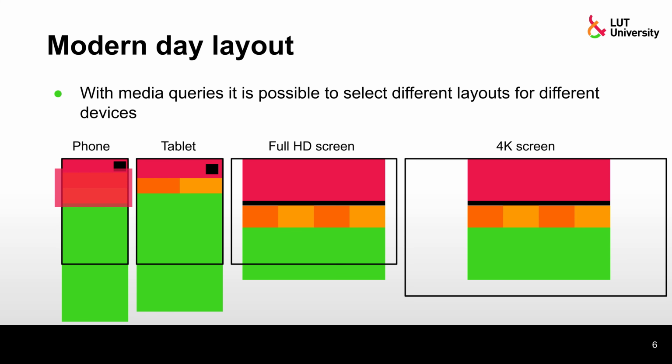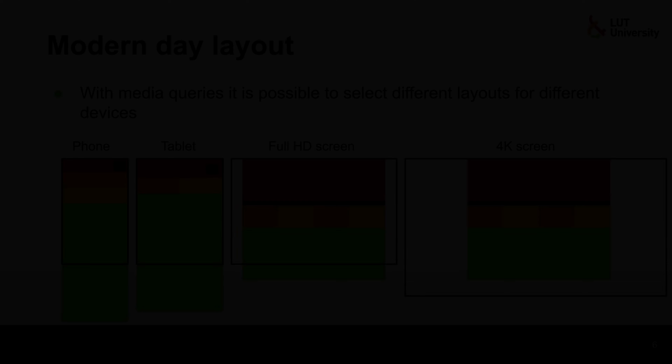Also, in the phone, we have only these two orange elements. They are probably some kind of, let's say, highlight elements. But when we have a bigger screen, we can show more of those. And in the mobile phone, the real content, green here, is not all visible. You need to scroll a bit, but in a 4K screen, of course, you have much more screen space, so you can see all the content there. And this can be achieved only with CSS. You don't need any JavaScript there, and you cannot achieve that with pure HTML. So CSS is the key.